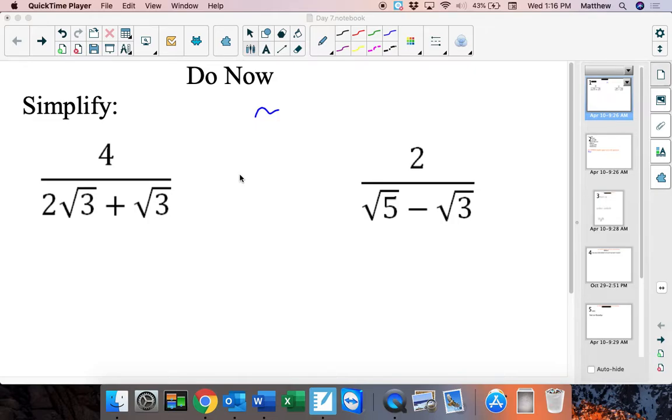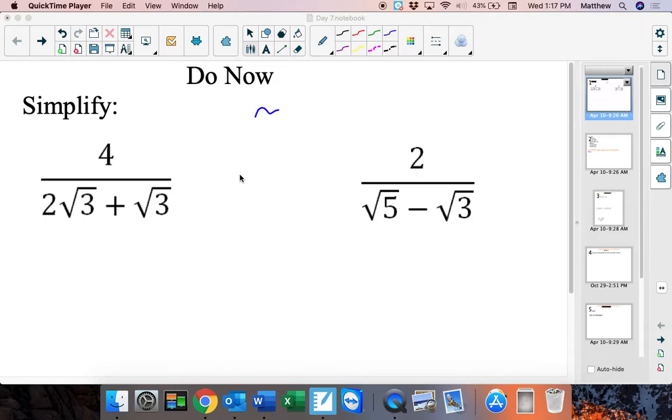Okay, so welcome to day 7, where we will review everything we've done really over the last week to get you ready for an assessment that will be tomorrow. So here we have just a couple of do now problems, one of each variety that we've been working on the last few weeks.